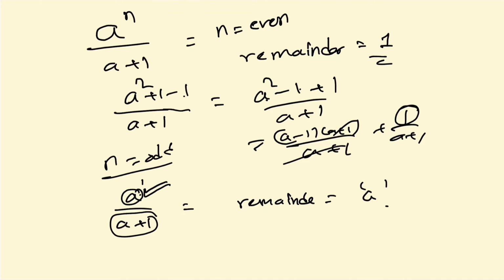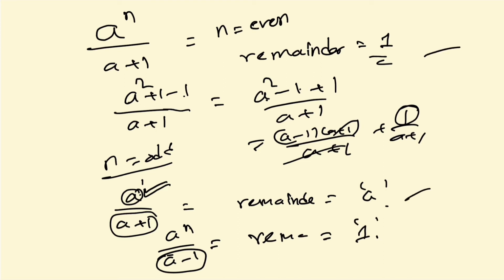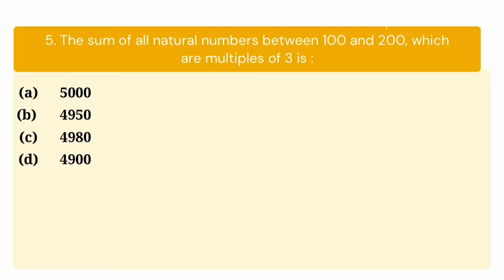Okay. So for the other case, if a power n by a minus 1 is always divisible by a power n, hence the remainder is 1. You can remember these 3 cases. If you forgot this, just apply some numbers n, like n is equal to 1, 2, 3, and try to get the result. Now we will see the 5th question here.